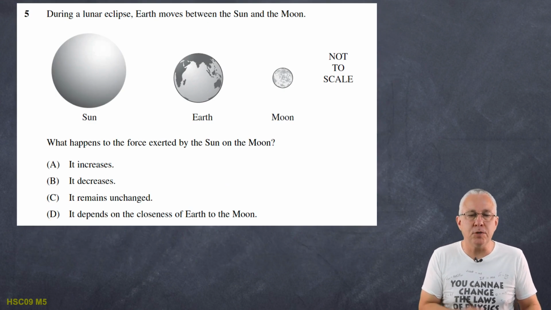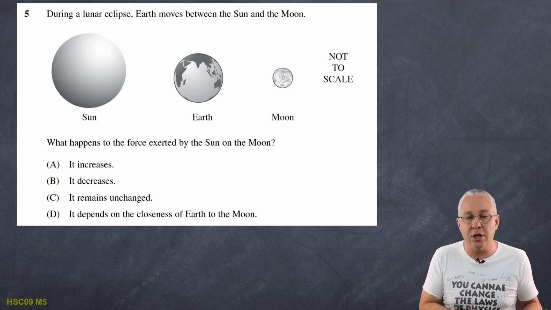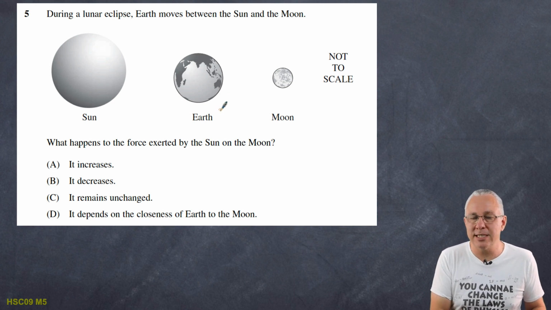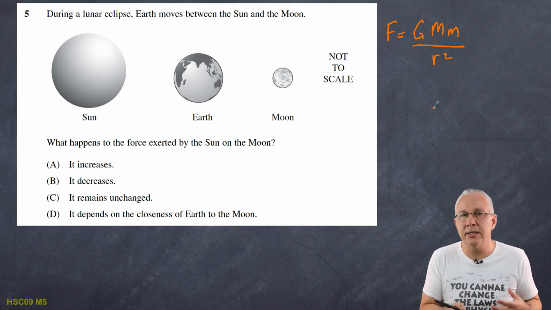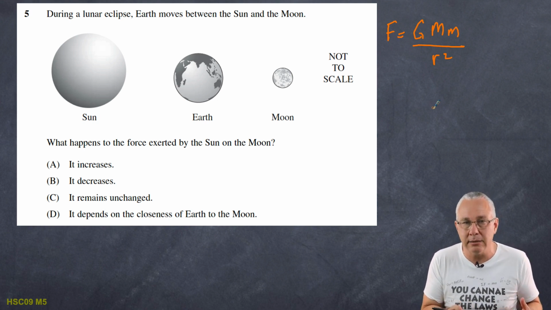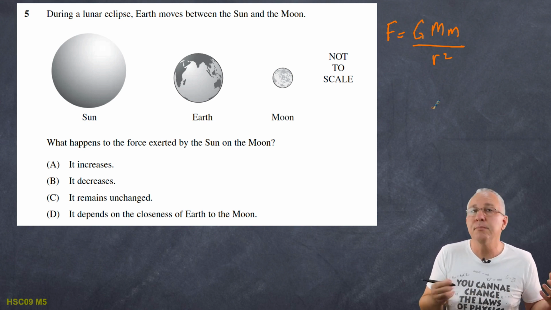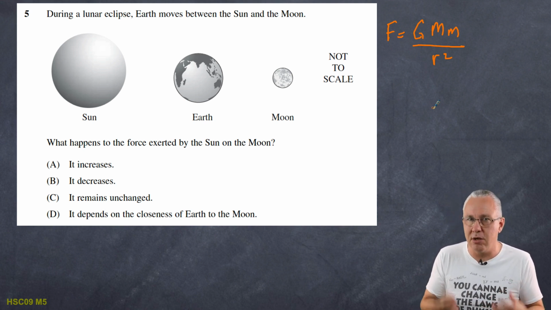Question number 5. During a lunar eclipse, the Earth moves between the Sun and the Moon, and what happens to the force exerted by the Sun onto the Moon? Well, of course, the force that is existing between the Sun and the Moon is simply due to the formula Fg equals G Mm over r squared. Now, whether another object goes in between them doesn't matter. Therefore, the force between the Sun and the Moon, because of course Newton's third law is that the force that the Sun exerts on the Moon is the same as the force that the Moon exerts on the Sun, is not affected by the presence of the Earth.